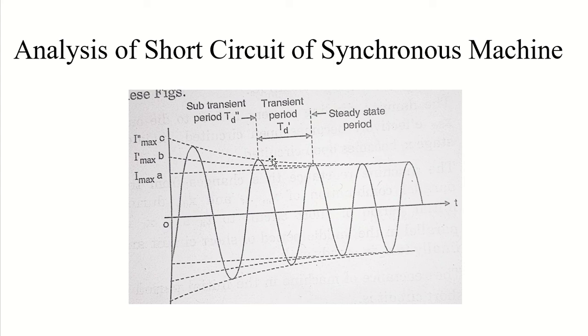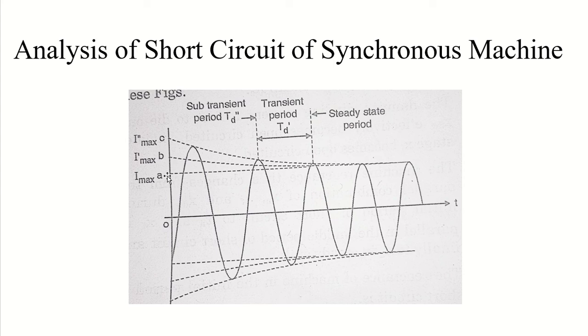So how do we calculate the values of these currents? As you can see, we call the subtransient current I max double dash. Transient current is I max dash, and the steady state current is I max. In terms of magnitude, the subtransient period has current magnitude OC, transient has OB, and steady state has OA, right?